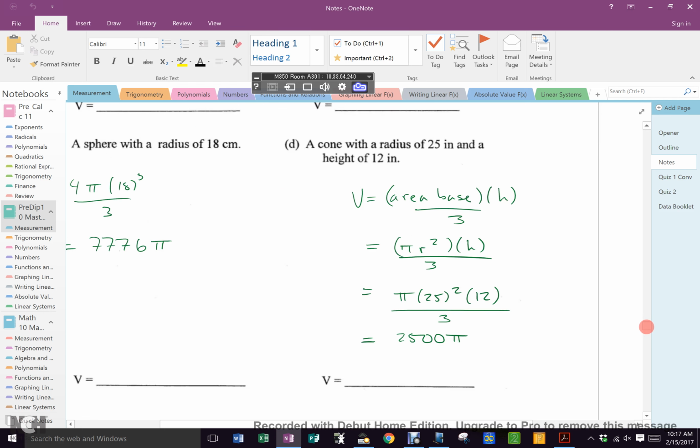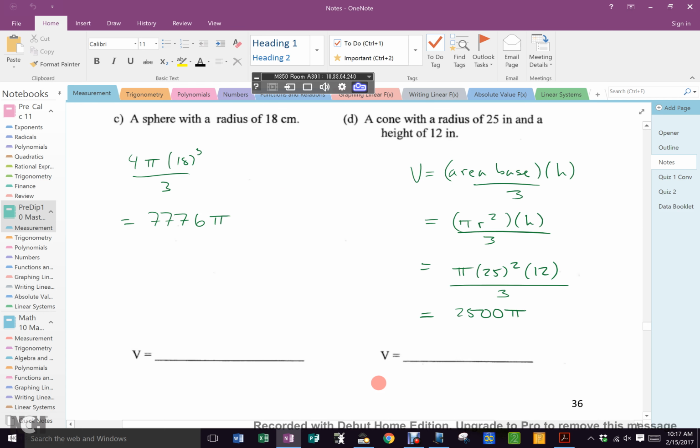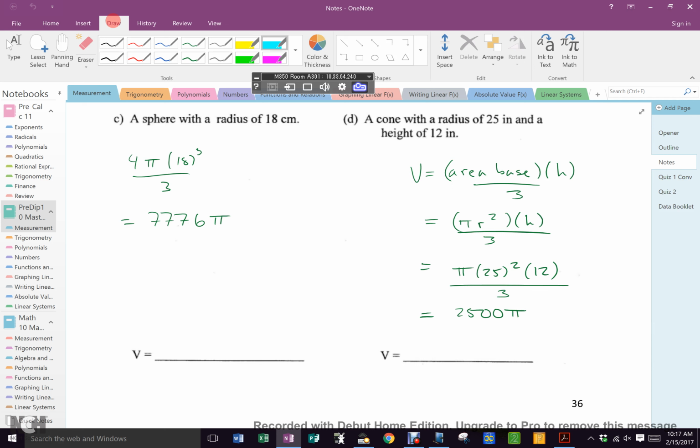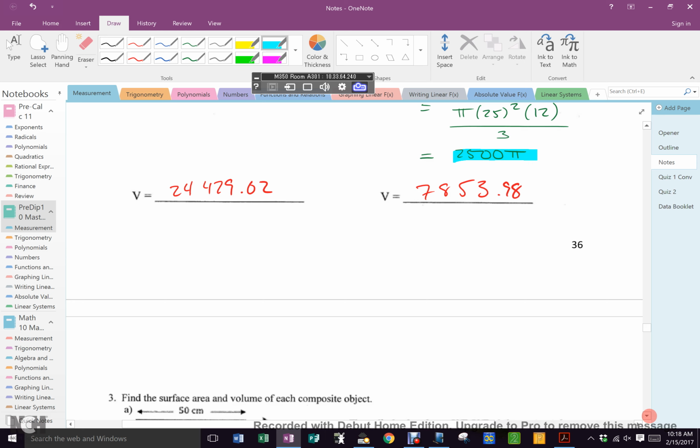Did we finish? Yes, 80. Okay. And here are the next ones. If you took these one step further, as some of you did, this was 24,429.02. And this was 7,853.98 if you went one step further. Everybody cool with them? Those are just formula ones, right? There's no trick there. Now on 37, we get into the tricks.